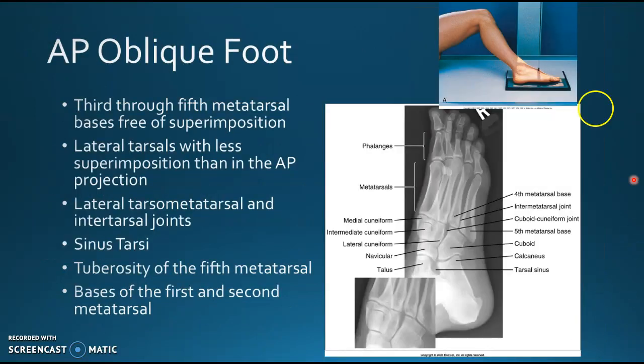The oblique foot. The patient will rotate their foot about 30 to 40 degrees, and you will see that the bases of the 3rd through 5th metatarsals will open. You will see the sinus tarsi, the lateral tarsal joints, and the intertarsal joints will be open. You see right here the cuboid, the calcaneus, and the navicular are visible.